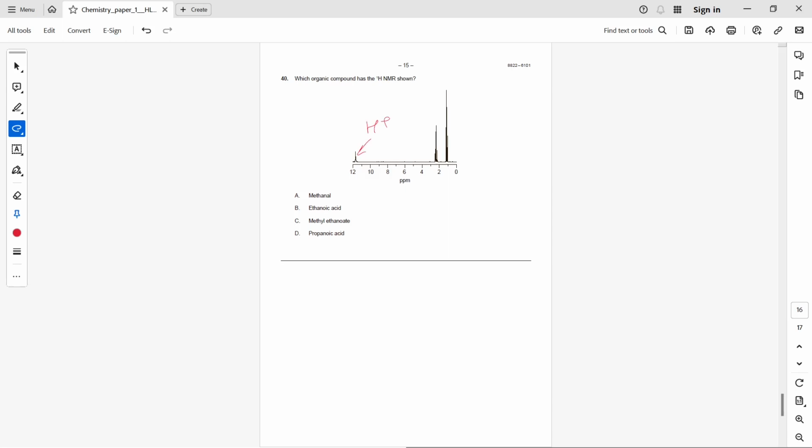And for the last question, we can see that this is an acidic proton, so it can't be methanol. It can't be methyl ethanoate because they both don't have this acidic proton, and ethanoic acid would give us only one signal in this area, right? But we have two signals, so it should be propanoic acid.